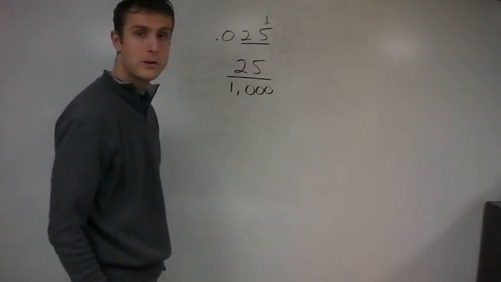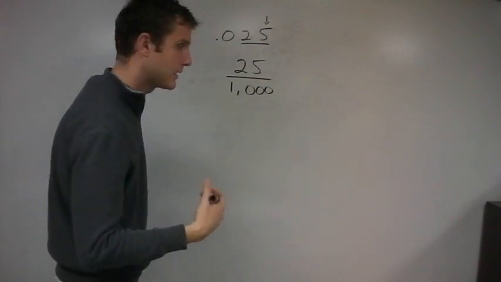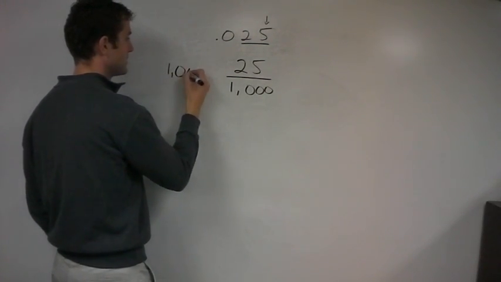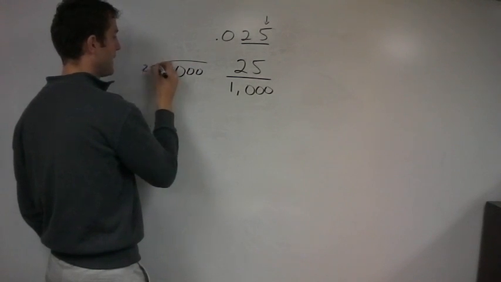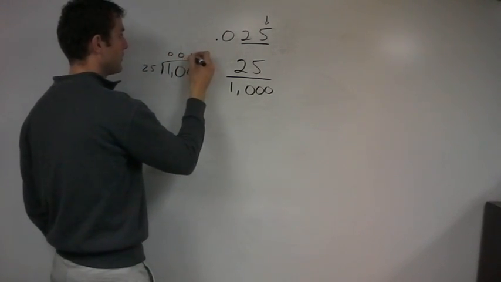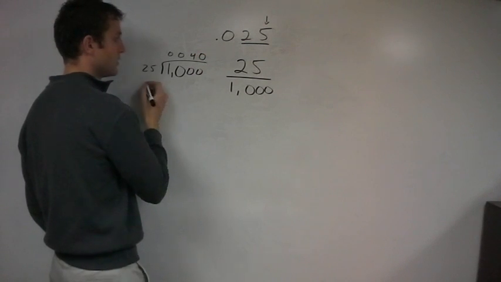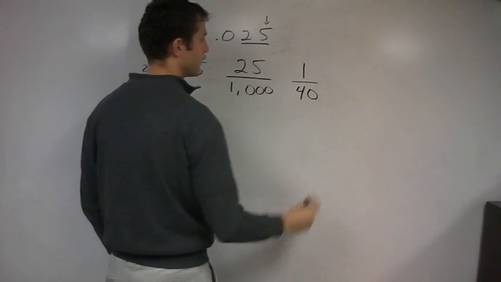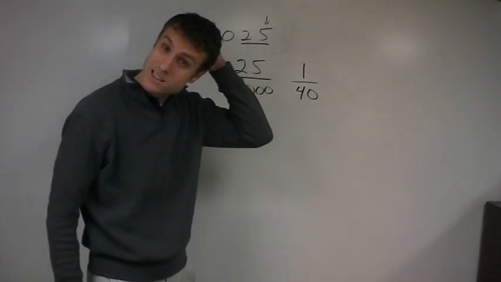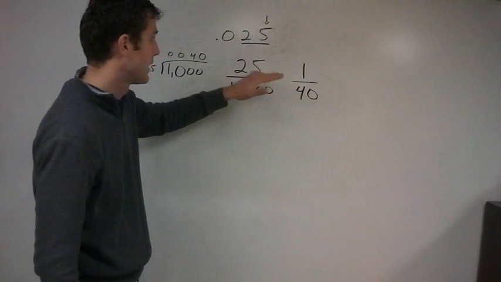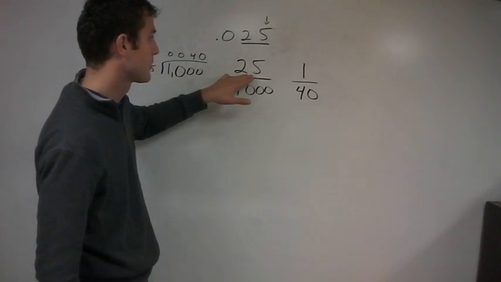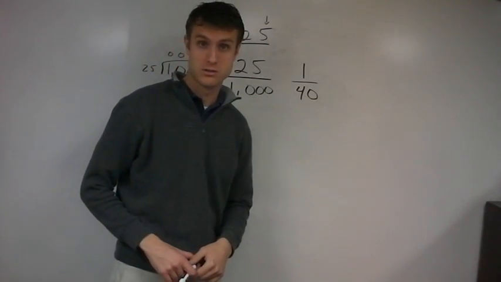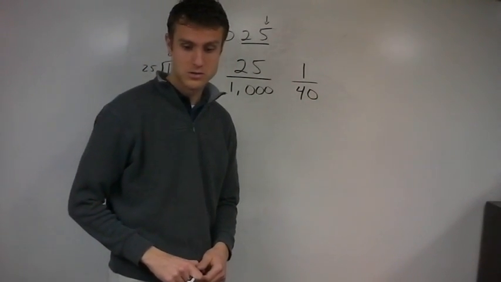Now I have to make sure I reduce that. 25 can be divided into 1,000. So 1,000 divided by 25 is 40, so the answer would reduce to 1 over 40. So if I want to change a decimal to a fraction, I simply write the decimal in the numerator over the last place value and reduce. That is how we write it as a reduced rational number.